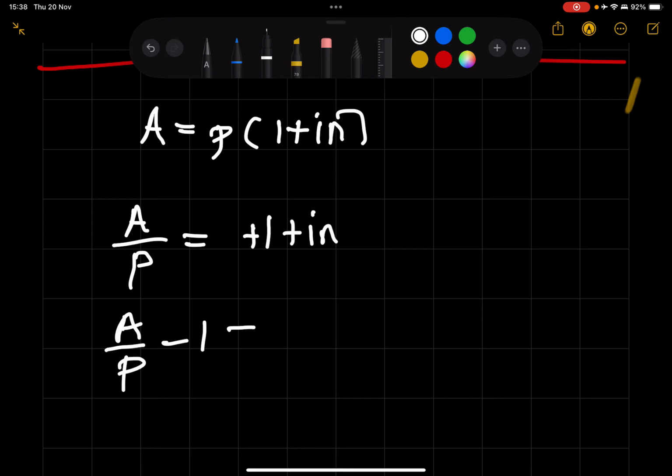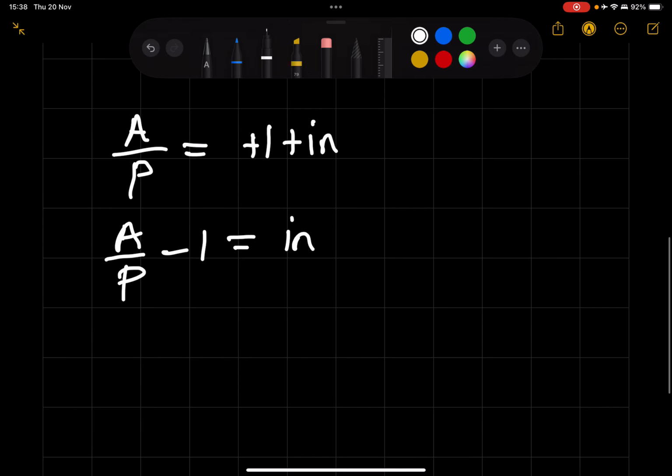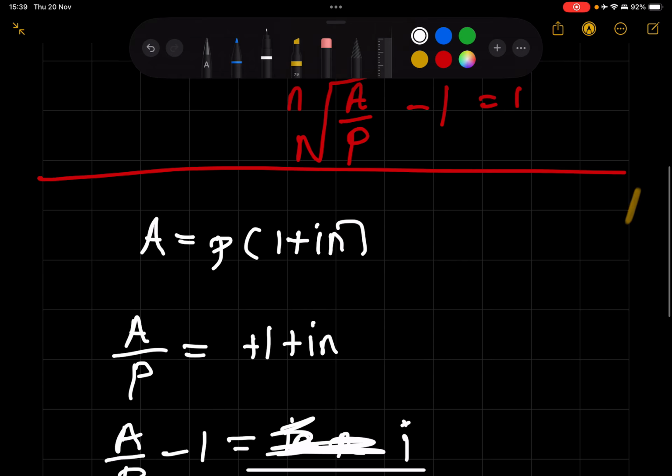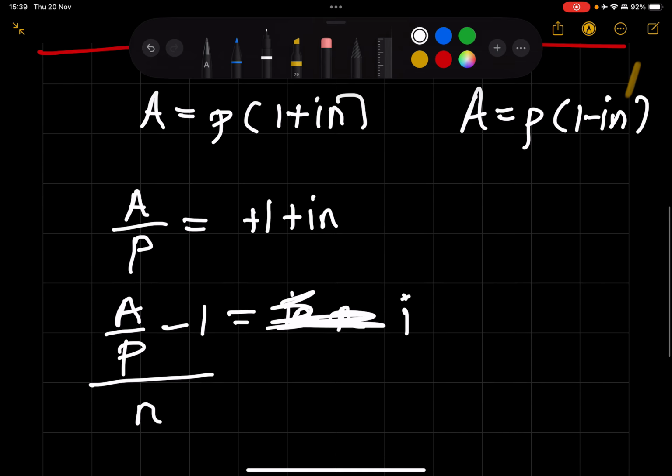So we have A over P minus 1 equals to IN. Then we divide both sides by N so that I can remain alone. So we have I alone. And you are going to follow the same steps for isolating the straight line method depreciation for simple interest. All right, I hope that makes sense, ladies and gents.